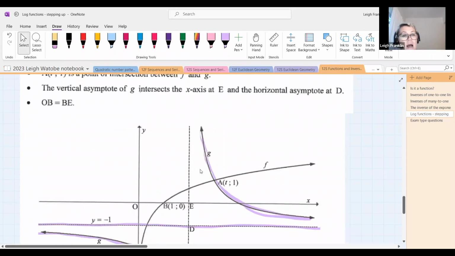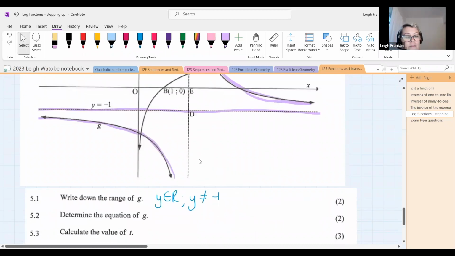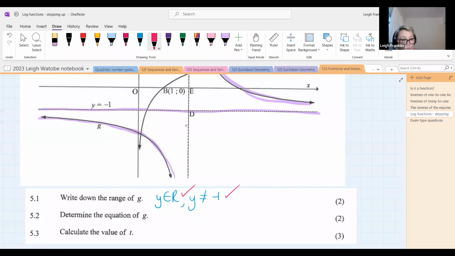Y is an element of the real numbers, but y cannot be equal to -1, because this is a hyperbola. All right, very good, well done. And of course, we would get 2 marks for that. One for this and one for this one over here. Good job, Nolutando. Well done.